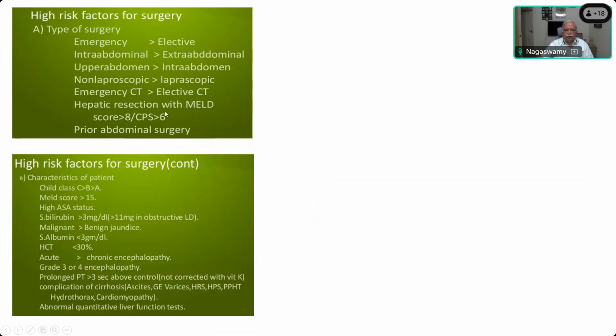And hepatic resection with a MELD score of more than 8 or a CPS score of 6, and previous surgery where a repetition is done, is also a risky thing. So these are the risk factors based on the type of surgery. Similarly, patient characteristics based on the scoring system as well as the other parameters, the risk involved is also more.